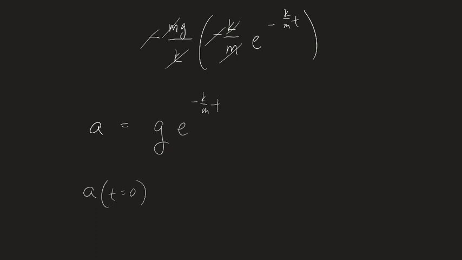It's got to be g. If I put 0 in for t, it's e to the 0. E to the 0 is 1. So this has got to just be g.